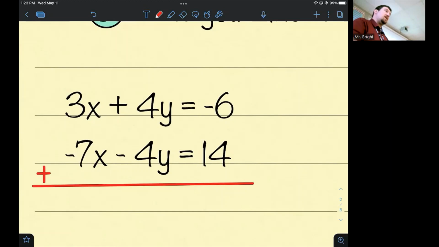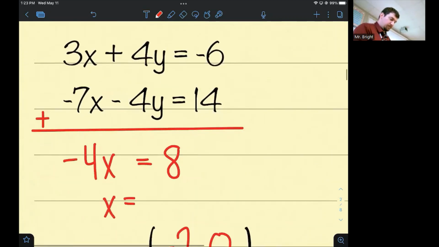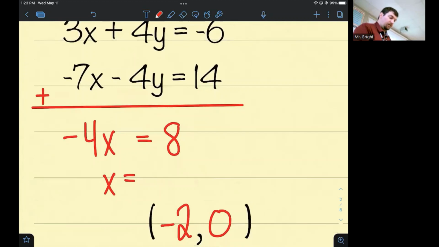What is 3x plus -7x? Christian? -4x. What is 4y plus -4y? Jimmy? 0. It's been eliminated. What is -6 plus 14? Someone other than Jimmy or Christian can participate. Lizzie? 8. So what is x equal to? Divide by -4. Shout it out. That's nice. It is equal to -2.